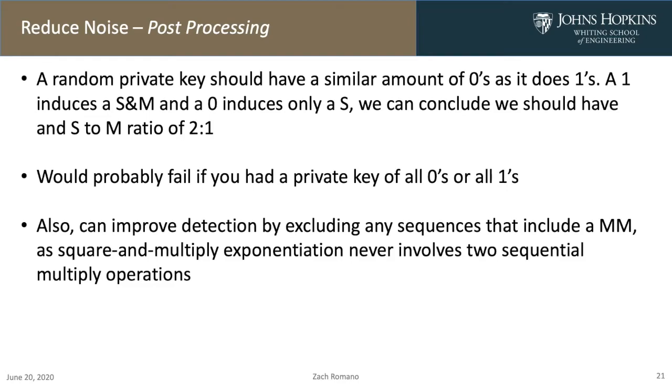Additionally, we can improve detection by excluding any sequences of multiply-multiply. Multiply-multiply never occurs in the square and multiply algorithm, so any results that suggest that, we can just automatically exclude. This will vastly filter down our results to only code paths that are the square and multiply algorithm.